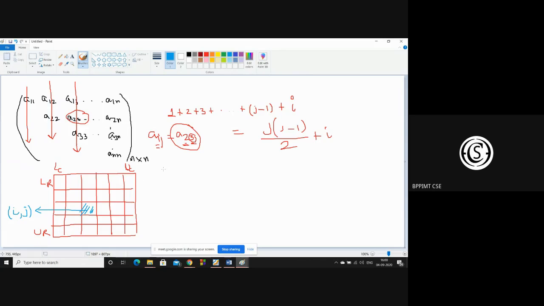Then if we use the row major order, that is the address of aij, and we use row, then what will be the value? And if we use column at ij, what will be the value?